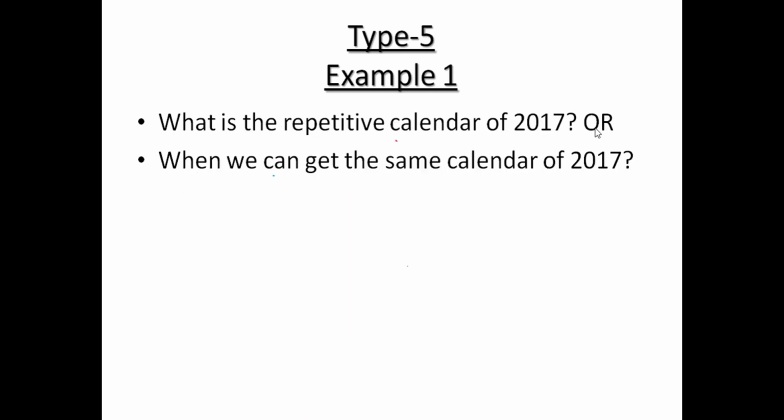Next, type 5, first example. What is the repetitive calendar of 2017? Repetitive calendar, or when can we get the same calendar as 2017. So we are using the 2017 calendar, and the same 2017 calendar we can reuse in the future. When can we use that same calendar?